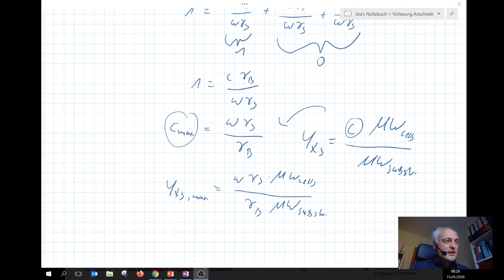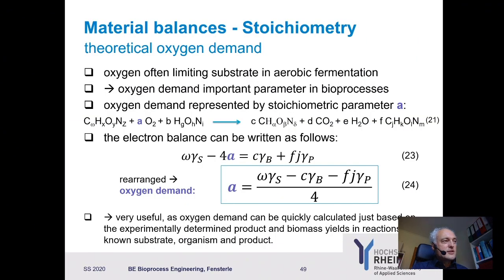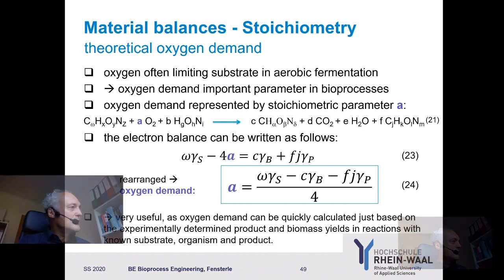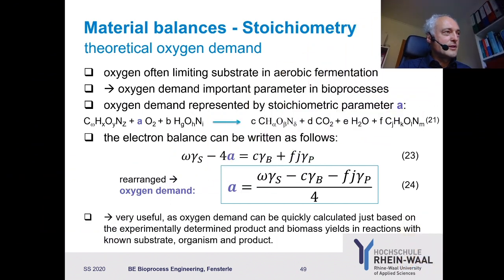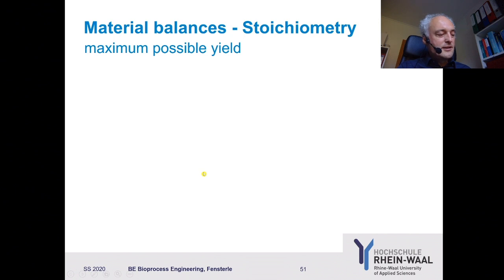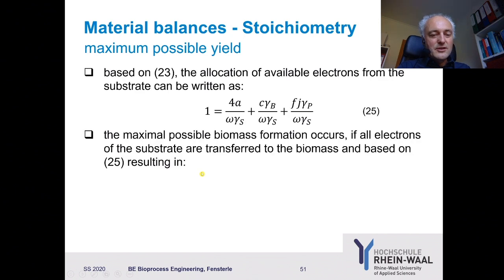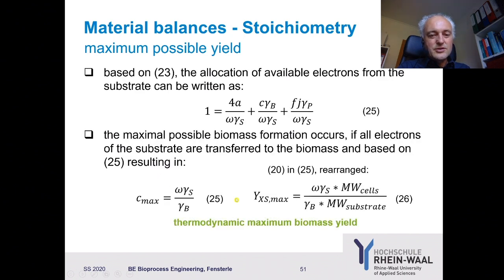So I would say we do that with an example. Let's switch back to the presentation. So we solve that with an example. I put myself here so that you see the complete text. That's what we have calculated, that's what we have rearranged. So this is the maximum possible yield, the thermodynamic maximum possible yield.